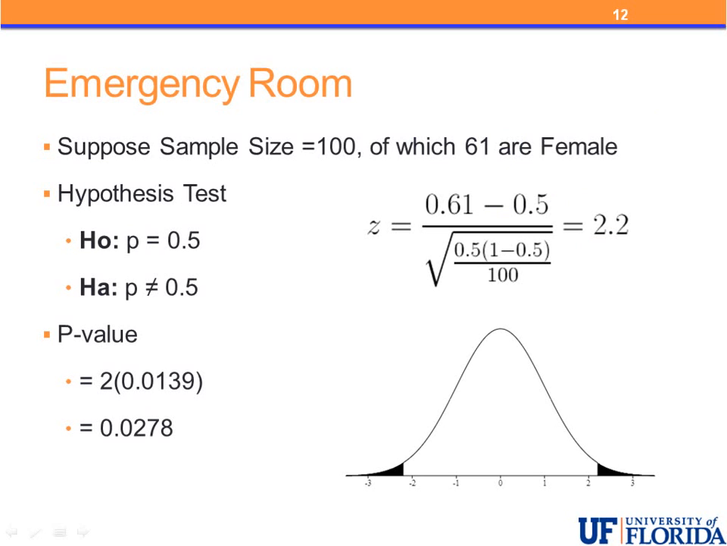For a little better practice, let's suppose we had similar evidence from a smaller sample size. What if we took a random sample of 100 where 61 patients were female? Then the test statistic would be z equals 2.2. Since our alternative hypothesis is two-sided, to find the p-value we need to calculate the area both above 2.2 and below negative 2.2. Our p-value is 2 times 0.0139 or 0.0278, which is less than 0.05, and thus we reject the null hypothesis. There is enough evidence to conclude that the true proportion of all patients in this ER who are female is not equal to 50%.